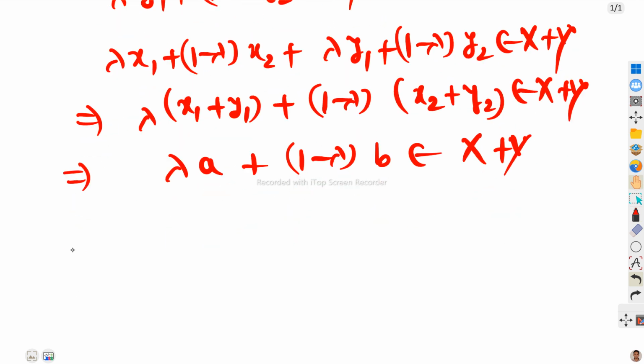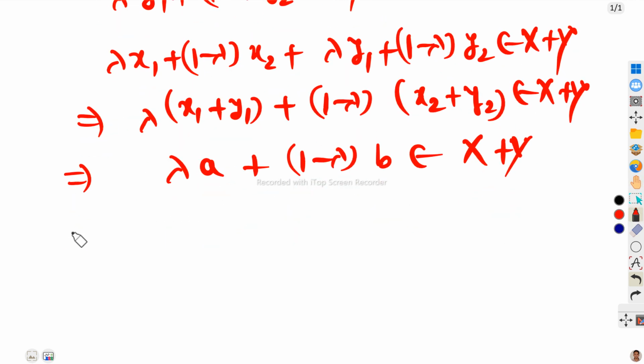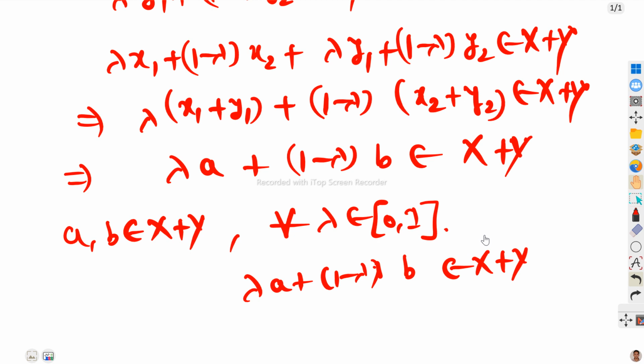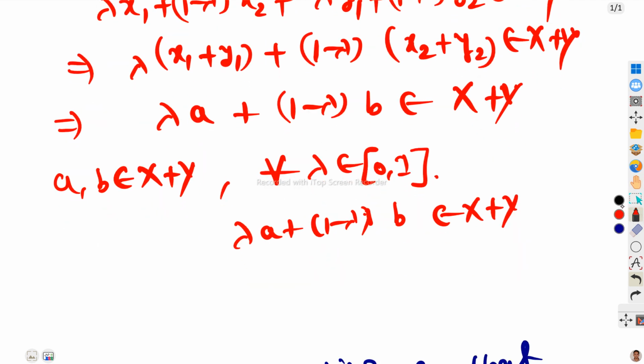What have we shown? We have shown that for every A and B in X plus Y, and for every lambda between 0 and 1, lambda A plus 1 minus lambda B is also in X plus Y. So this is the definition of convexity. Since A and B are arbitrary elements of X plus Y, this is true for any elements of X plus Y. So X plus Y is a convex set.